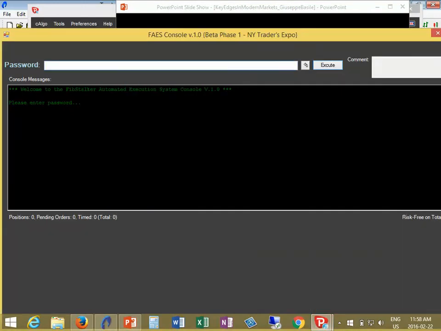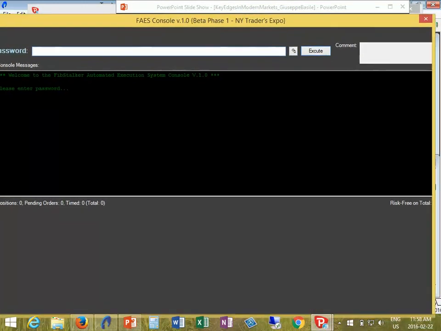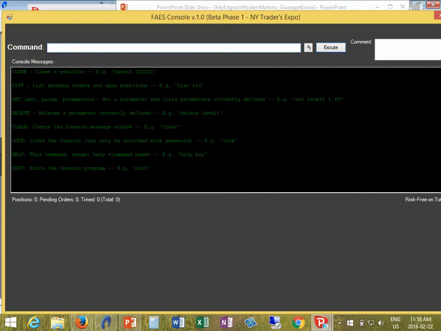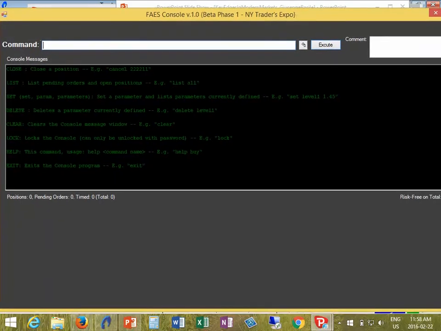It's really a simple application here that runs as a C-bot, as a robot within cTrader. And the beauty of it is that I can do simple things. I don't know if you can see that, but the console is welcoming me, saying, welcome back, FibStalker. But besides that, what is important is to look at the commands that we can insert here.